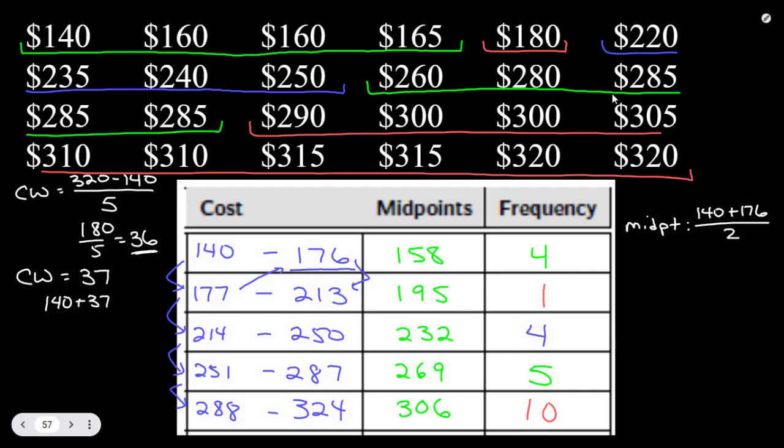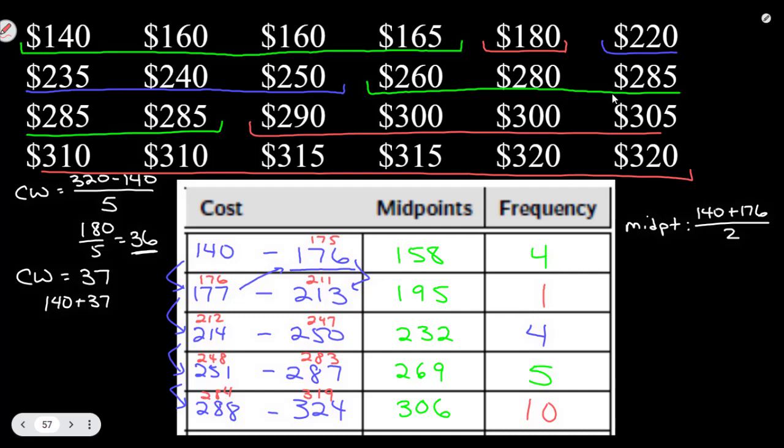Now, one thing I want to mention, if we don't increase this to a 37, if we use 36, this would be 176. Don't do this, but I'm just showing you what would happen. This would be 212, this would be 248, and this would be 284. This one would end up being 175, 211, 247. This would be 283, and then this would be 319.